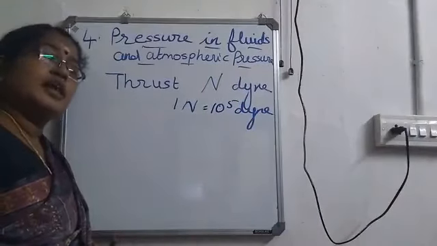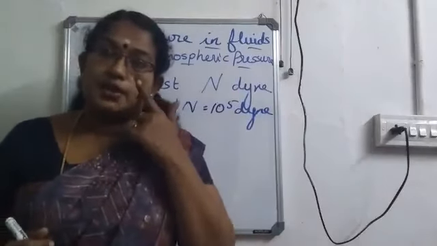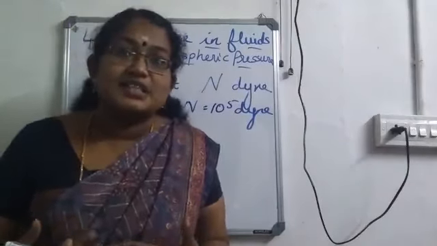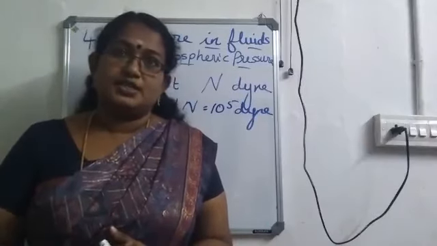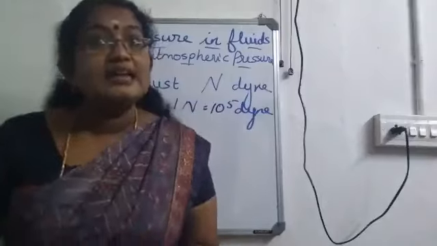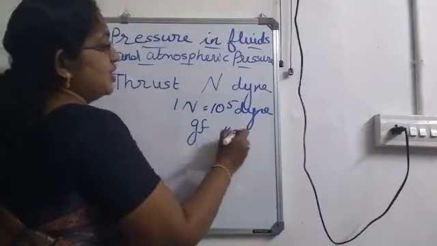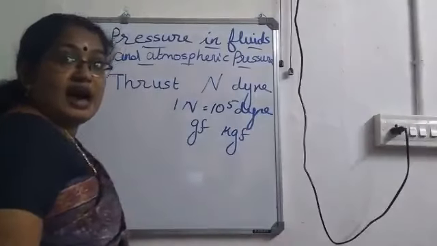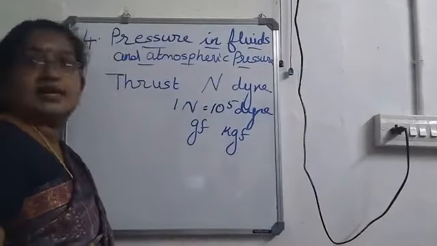Now, what about the other units? We told about the SI unit and CGS unit, and again we are having the gravitational units, isn't it? So, what are the gravitational units here? Gram force and kilogram force. Gram force and kgf are the gravitational units of force or thrust.